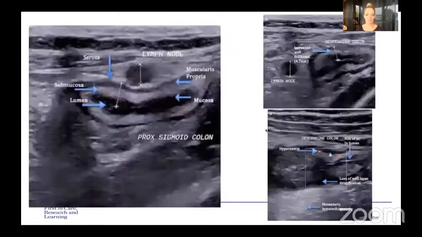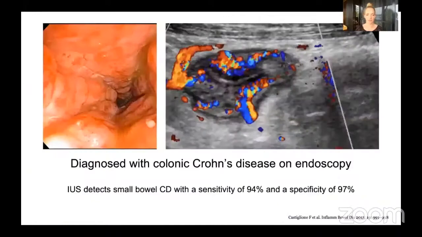So we performed an intestinal ultrasound and we got the diagnosis straight away. As you can see here, there's a narrow lumen there, a very thickened bowel wall here. You can see a lymph node up here. And again, that increased bowel wall thickness and then some increased Doppler there, as well as this white area surrounding the bowel wall, which is your mesenteric hypoechogenicity. They performed a colonoscopy and she was diagnosed with chronic Crohn's disease on endoscopy.